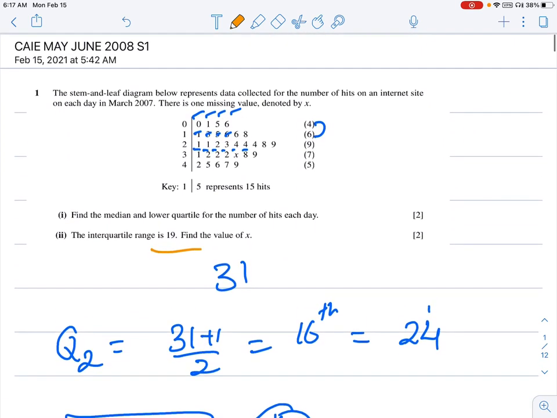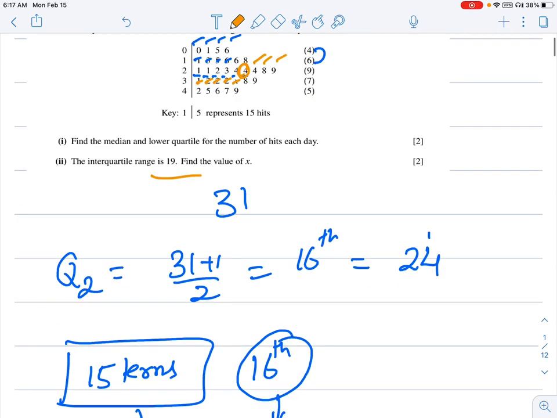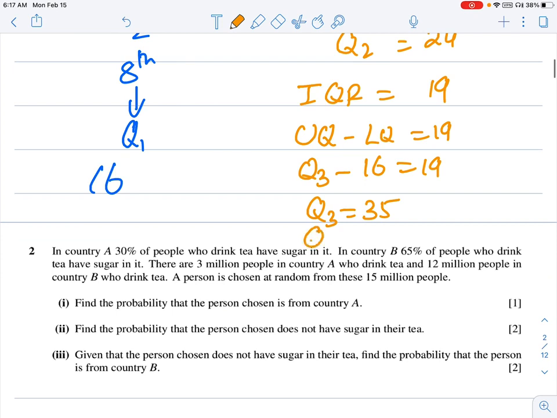So from this 24, the 8th term: 1, 2, 3, 4, 5, 6, 7, 8. The 8th term is 3x. So Q3 is equal to 3x. So this implies x is equal to 5.